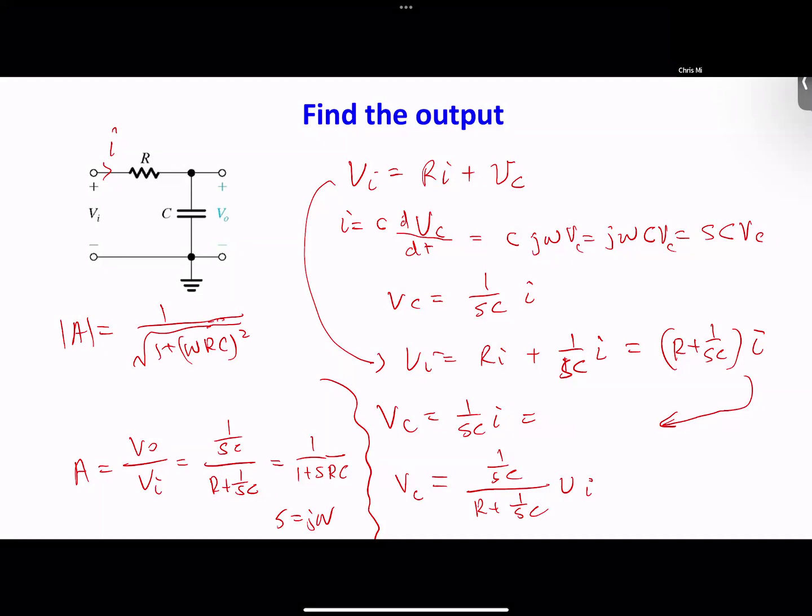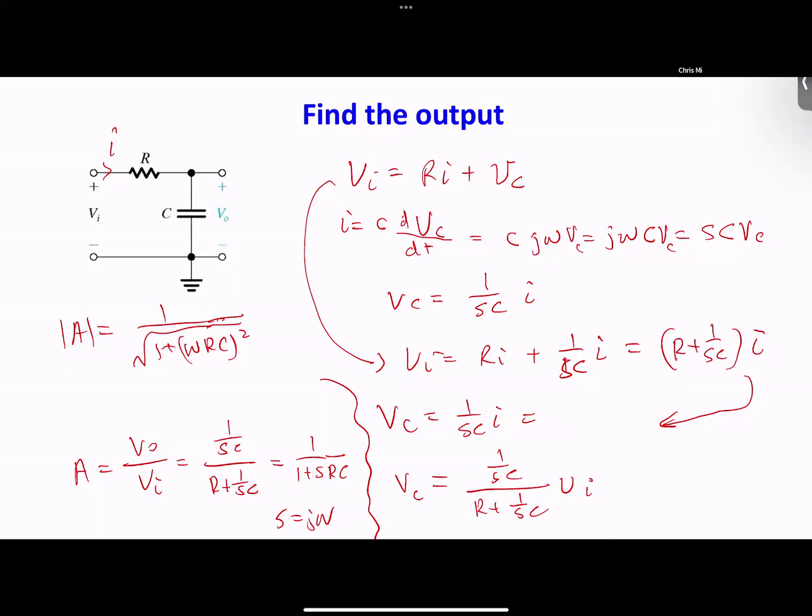This number is very interesting. If omega is 0, what do you have for the gain? It is 1, which means omega 0 is DC. For DC over time, the voltage is going to charge 100% on the capacitor, so that's why your output is 1. And when omega increases, this number starts to be less than 1. The more omega, the much less than 1. But when omega is infinity, very, very big, what happens? This term is so big that you can neglect the 1, and because this is infinity, your output is 0.